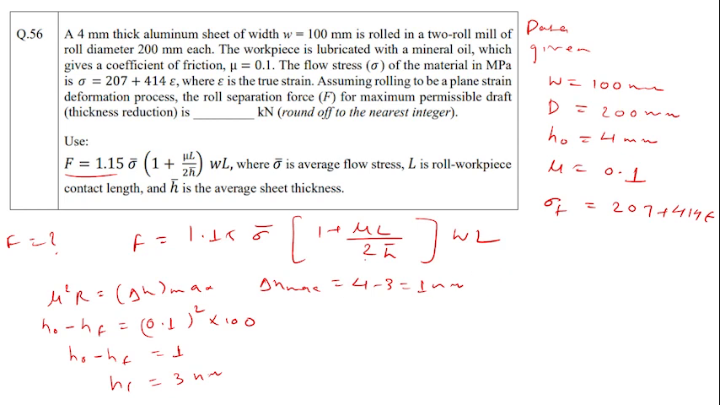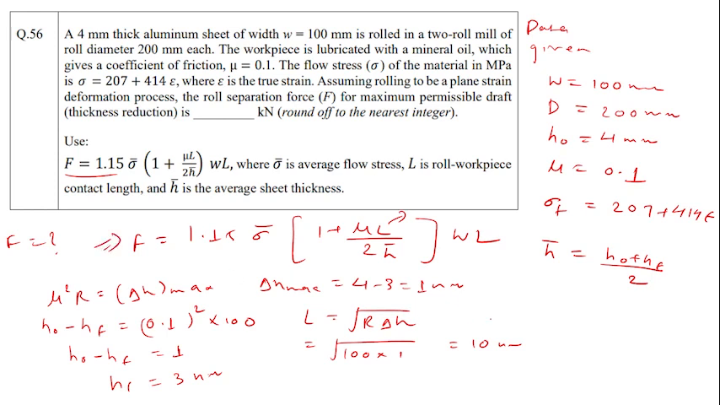Now we'll find the contact length L. So L will be under root R delta H. From here we will get the contact length, which will be under root 100 into 1, that is 10 mm. H bar is what? H bar is the average sheet thickness. So H bar is H naught plus HF by 2. Now we will fill the values into equation F. After solving this, we will solve for sigma bar.